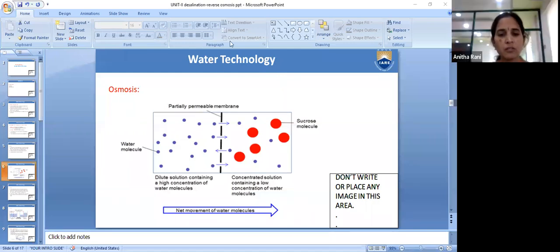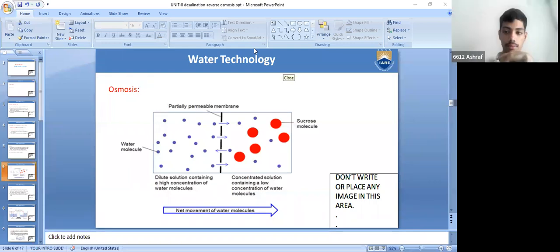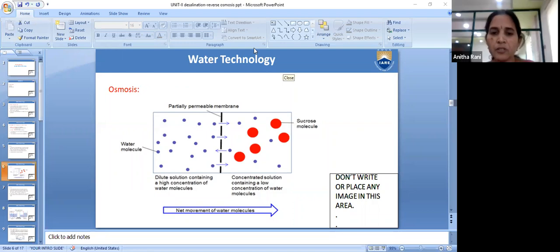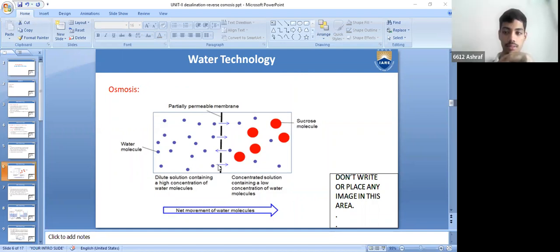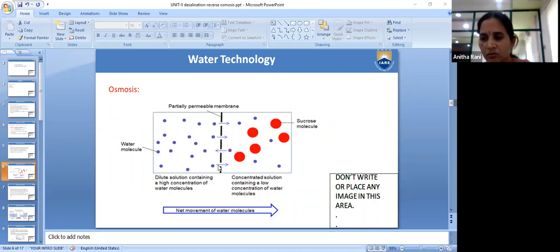Second chamber is concentrated. Somebody typed second chamber dilute. Which is the diluted solution? First chamber. Where will there be more solute particles? Tell me, first chamber or second chamber?